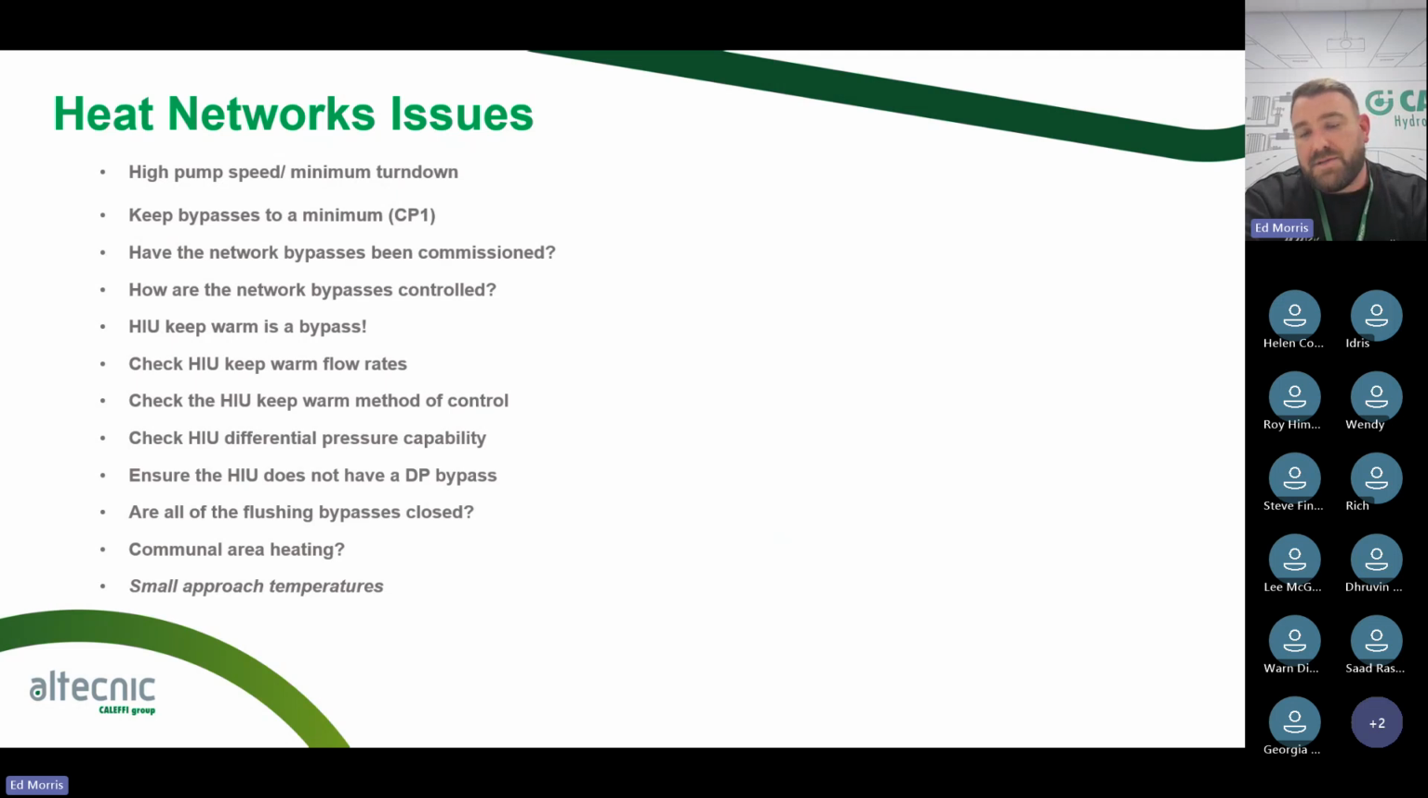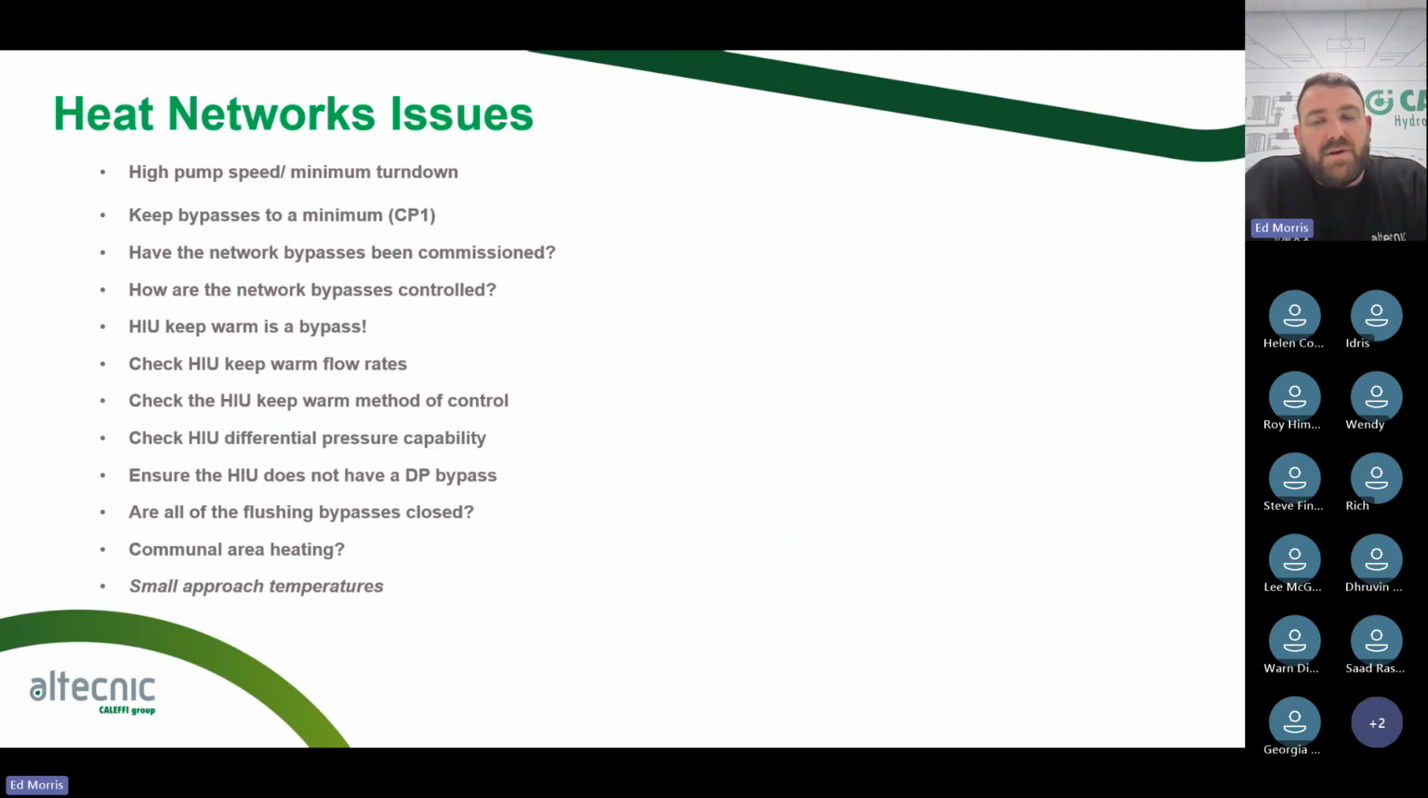High pump speeds, minimum turn down. We spoke about this before. We're trying to slow the pumps down. We only want the pumps to pump when we need water. We want them to act on demand. We don't want them to sit there as a slave, running 100%, just pushing water through the system all the time. It's not what we need. We want to control them properly.